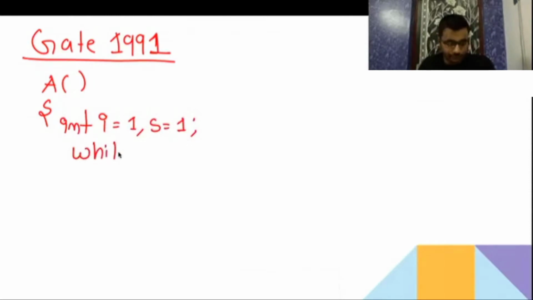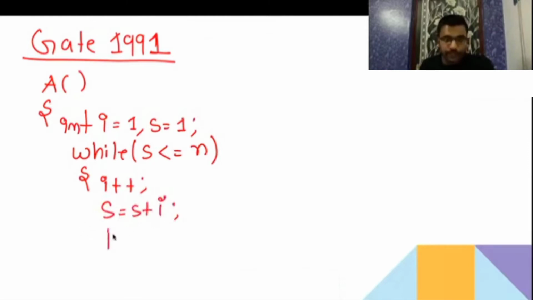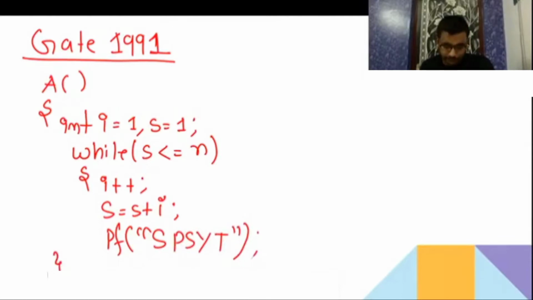While s is smaller than or equal to n, i plus plus, s equal to s plus i, printf. Please write it in your notebook. I just changed the printf. Now tell me what is going to be the time complexity for this. This means how many times this while loop is going to execute.